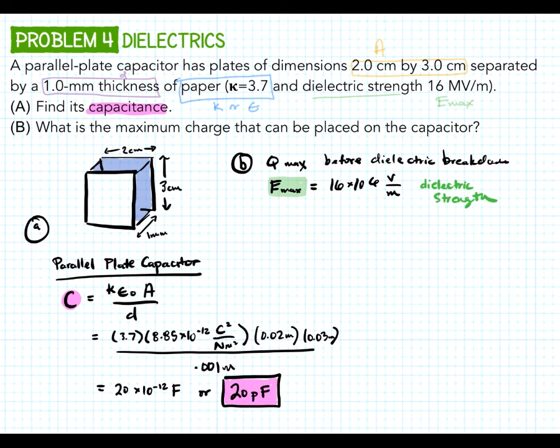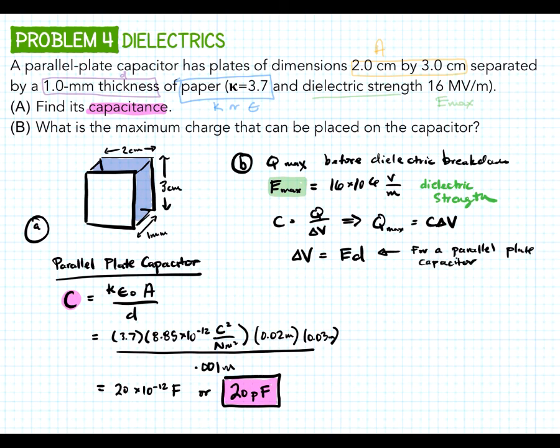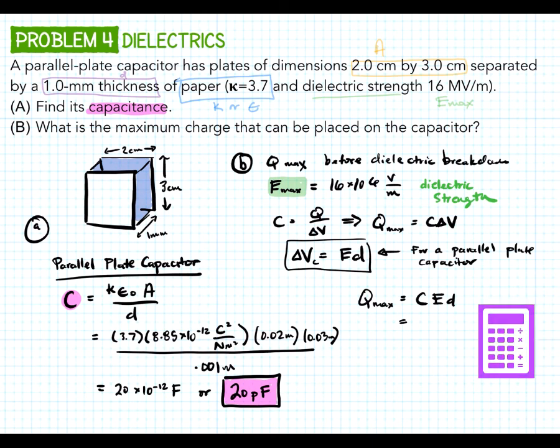So we want to figure out how much charge can be placed before we get Emax. To do that, we're first going to have to calculate delta V, because we want to use the definition of capacitance, which is that C is equal to Q over delta V, which means that Q max is going to be equal to C delta V. We still don't know delta V, but we know for a capacitor, delta V is equal to E times D. This is only for a parallel plate capacitor, but it's an equation we should know. So Q max is equal to C E D.